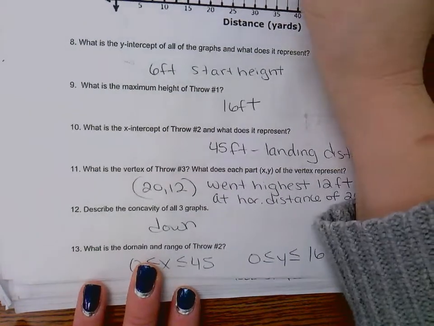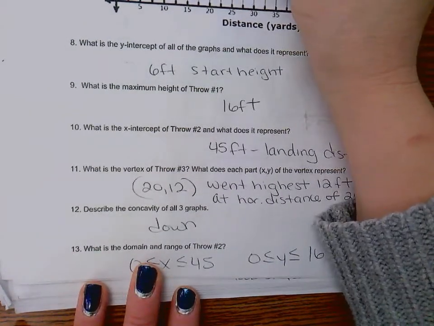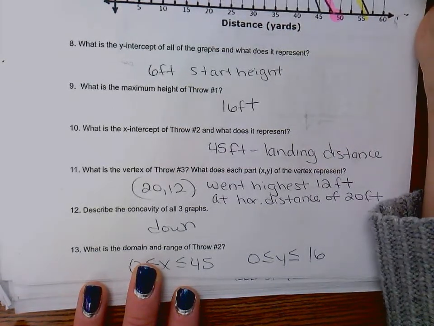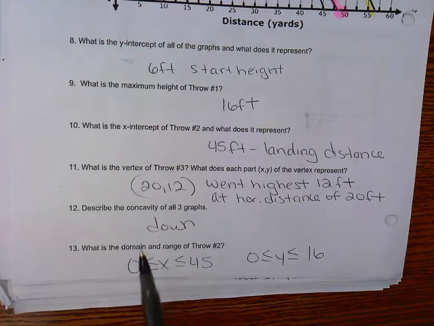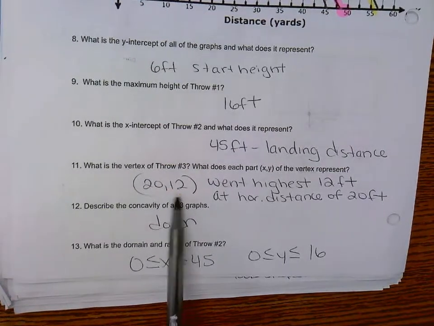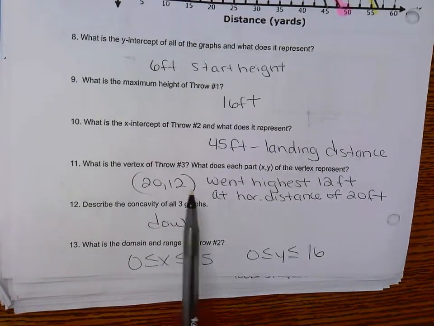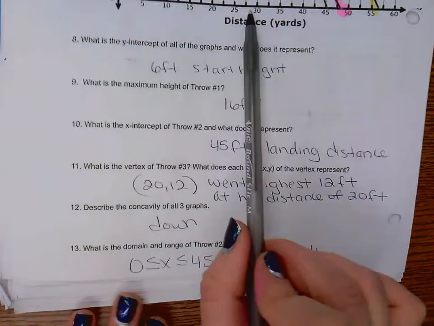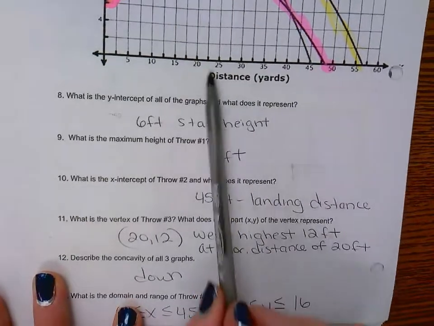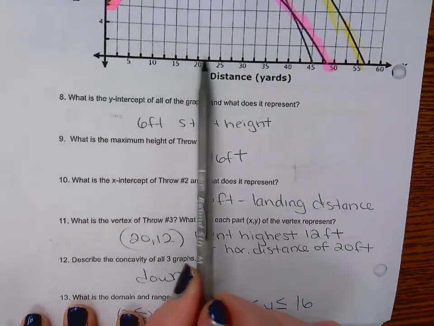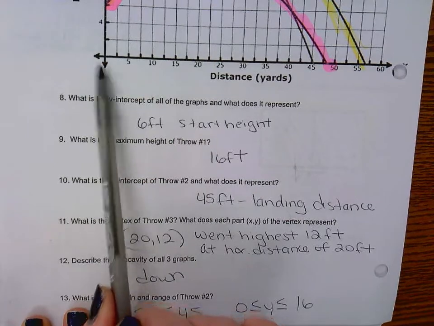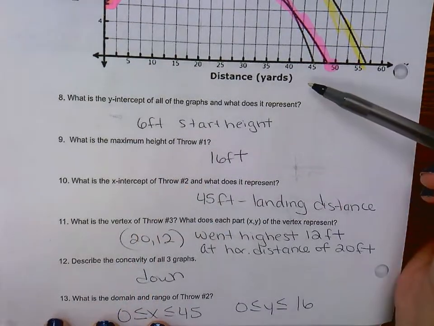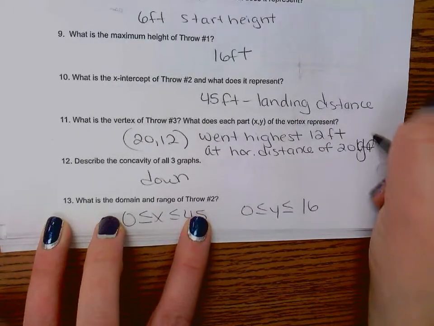The vertex of throw 3, I was trying to estimate where that was. Did you say it was at 20 or 20? Yeah, I think it was 20. So I estimated it was 20, 12. So the highest point was 12 feet in the air when it was at a horizontal distance of 20 feet. Sometimes this will be time in seconds after the launch. So like it would say at 20 seconds, it was 12 feet in the air. But in this case, when it was 20 yards away, oh, I guess it was yards, wasn't it? Oh, distance in yards. This should be yards.